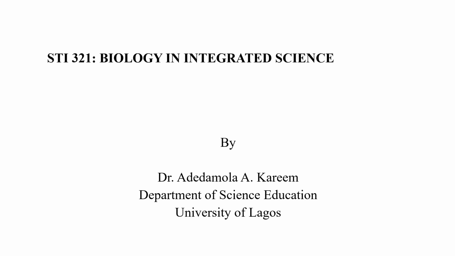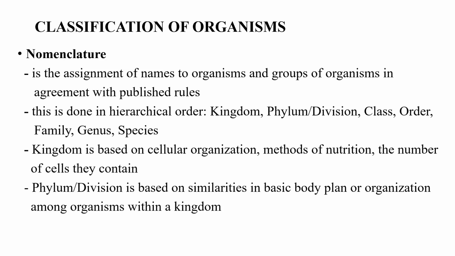So good day everyone. Today we shall be looking at classification of organisms. When we talk about classification, it simply means grouping organisms with agreement of published rules, that is, with certain rules to guide the classification. Classification means grouping, means sorting. That is, you sort things according to their common characteristics. And this is usually done in hierarchical order.